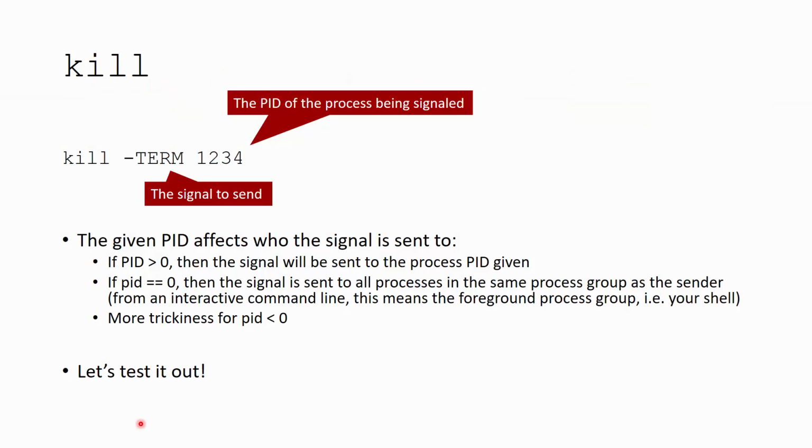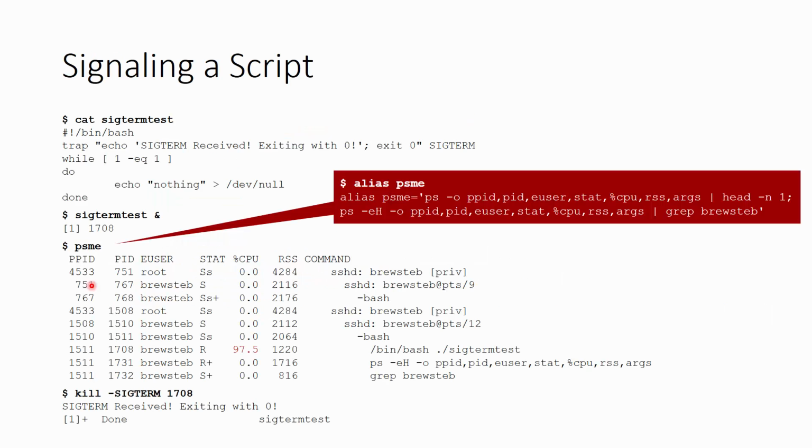Okay, so we've looked at this particular bash command before. Kill is the typical way to send a particular signal to a particular process. So in our little example here, we are sending the terminate signal to process ID 1234. And we talked about some of the tricky options that are there. Well, let's try this thing. So here is a script and some usage of that script.